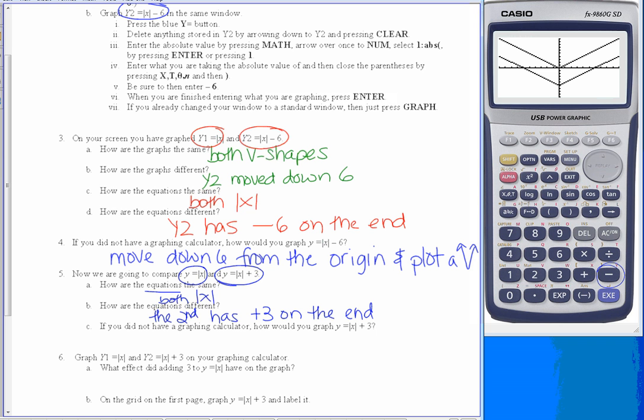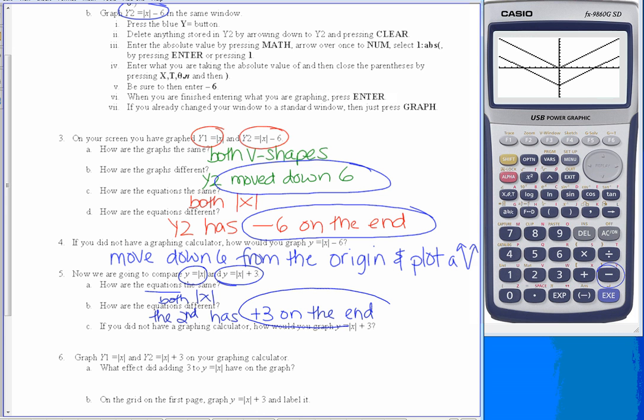So it says, if you did not have the graphing calculator, how would you graph the absolute value of x plus 3? What do you think is going to happen? Well, up here, subtracting 6 on the end moved us down 6. So up here, adding 3 on the end, it's going the opposite direction, I'm going to assume it will move the V up 3.